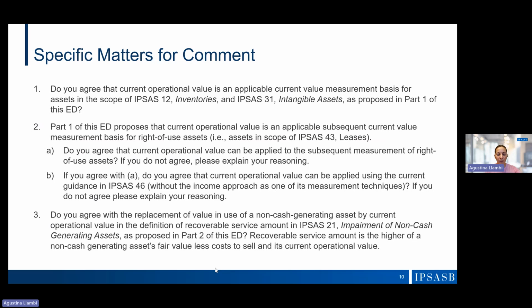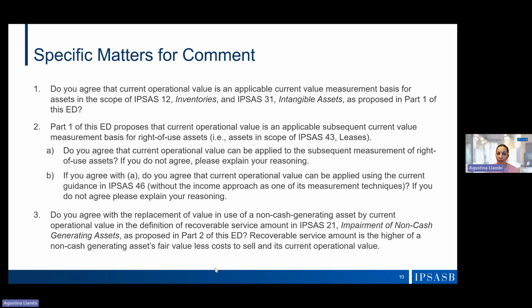So that brings us to the specific matters for comment. And there are 3 specific matters for comment. One of them is asking constituents whether they agree that current operational value should be included for IPSAS 12 and IPSAS 31. The next one is a 2-part question where the IPSASB is asking if constituents agree that current operational value is an applicable subsequent current value measurement for right-of-use assets. And when we're saying right-of-use assets, we're pretty much referring to leases in IPSAS 43. So the question is, do you agree that current operational value can be applied at subsequent measurement for right-of-use assets?